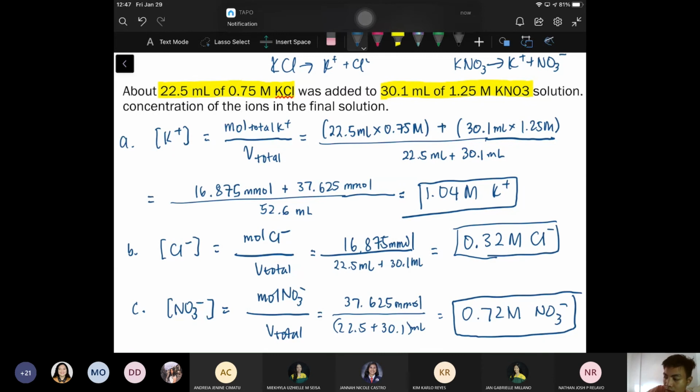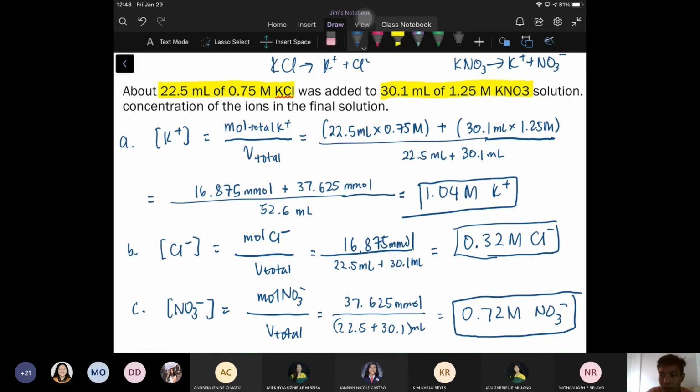Now, this technique will be helpful starting sa titration calculations natin. Kung ano yung ginagawa natin dito, ganun din yung ginagawa sa titration. So I want you as early as now to practice on this.